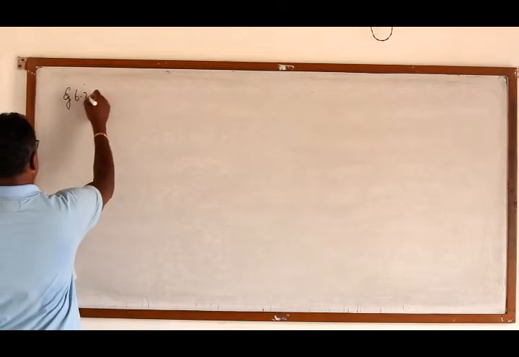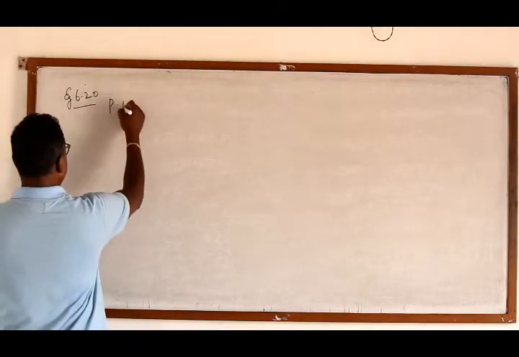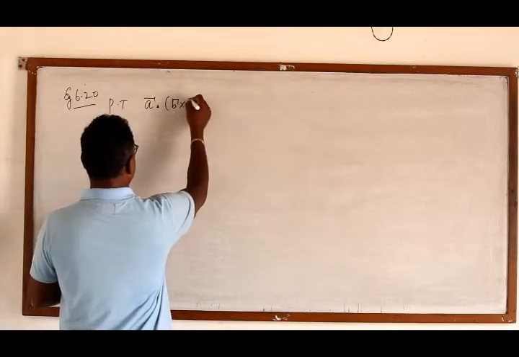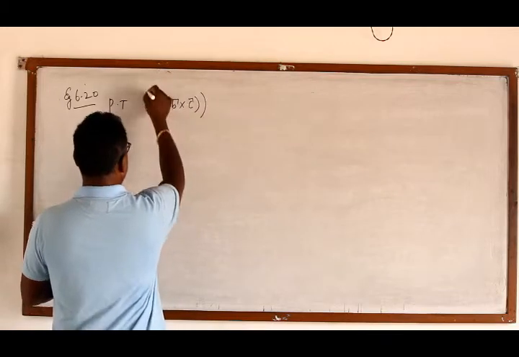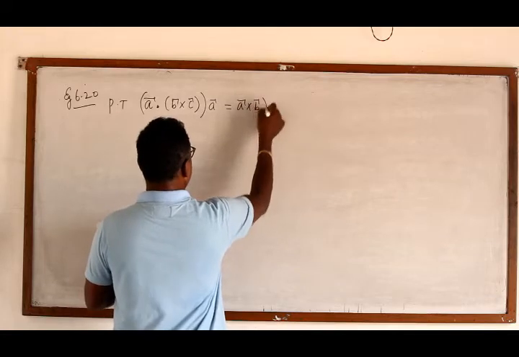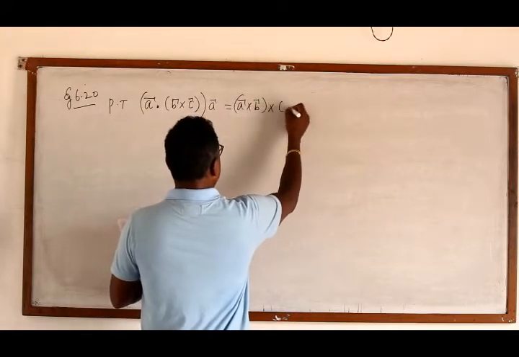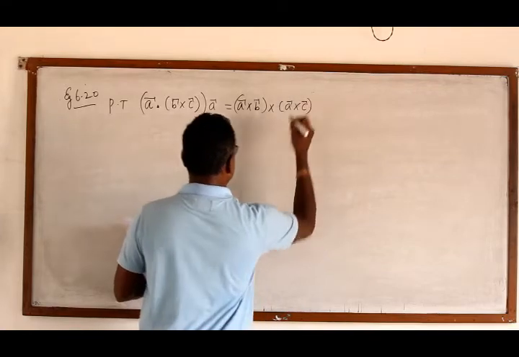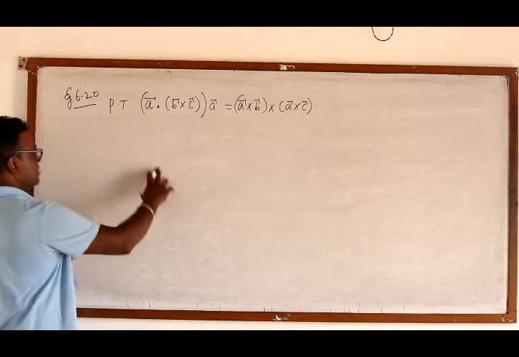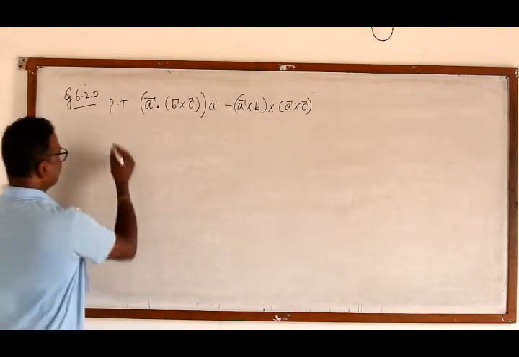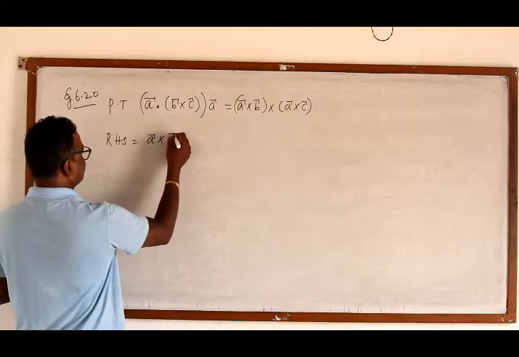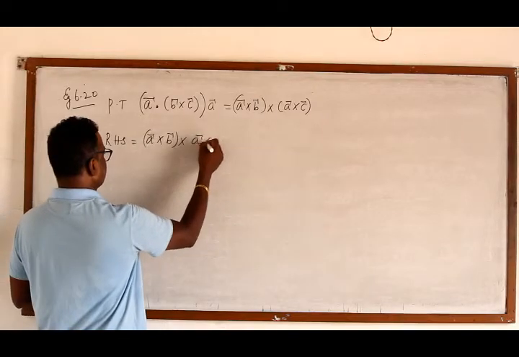Example 6.20. Prove that (A dot B cross C) into A equals (A cross B) cross (A cross C). Now, I have to prove the left hand side, but this is very new to us. So we shall take the right hand side and try to prove the left hand side from that. That is, let me take A cross B cross A cross C.